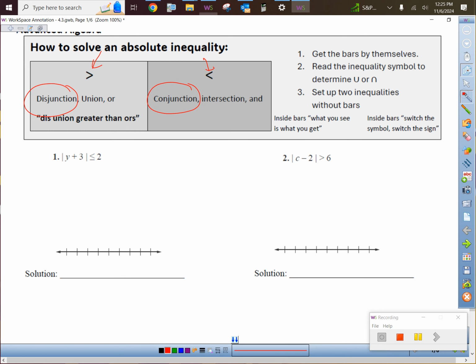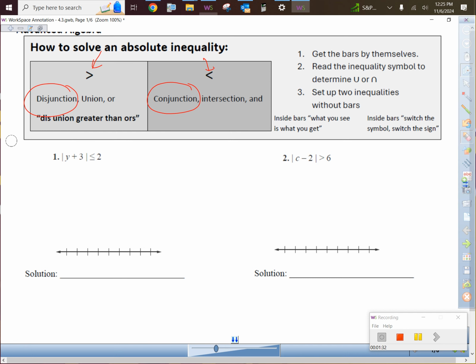Are the bars all by themselves, just like they were the last time when they were equations? Are the bars all by themselves? Yes or no? Yes. And that's the secret, because this symbol tells you what to do. Is that symbol a less than or a greater than? I know it's got an equal to bar, right? But is it a less than or a greater than?